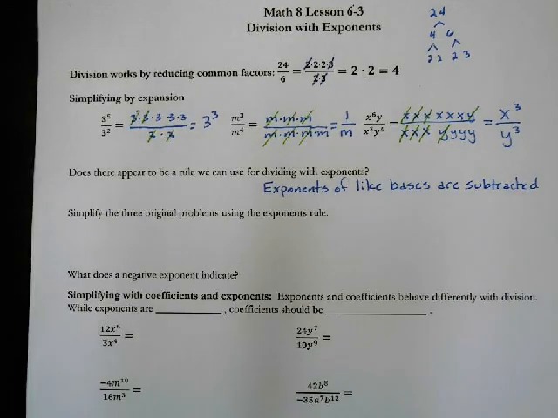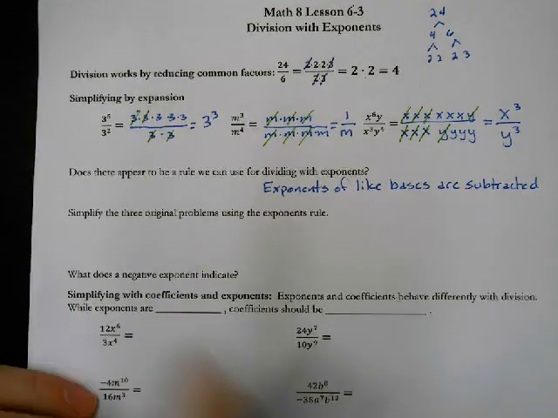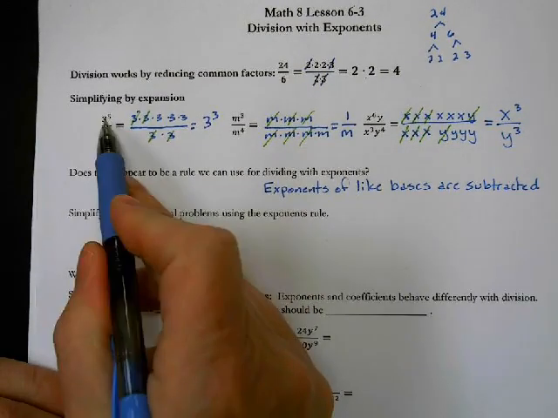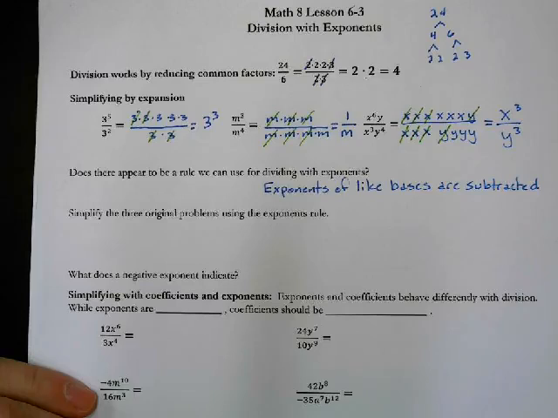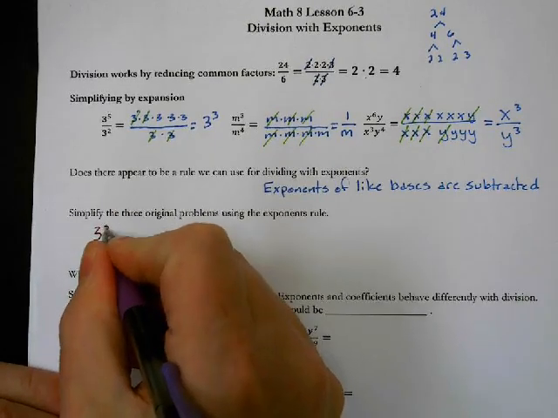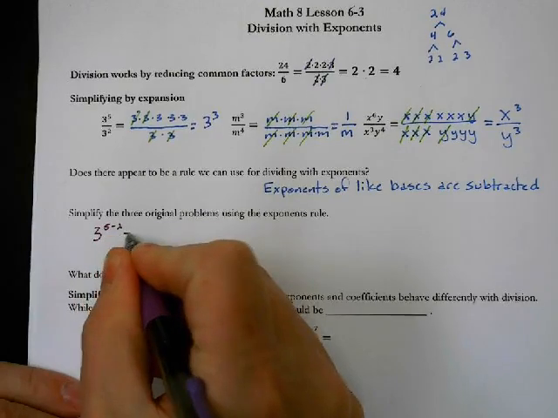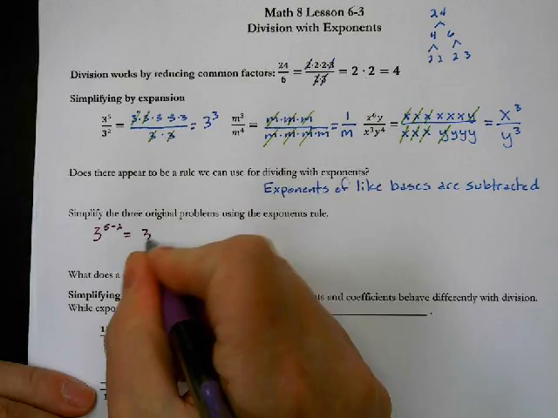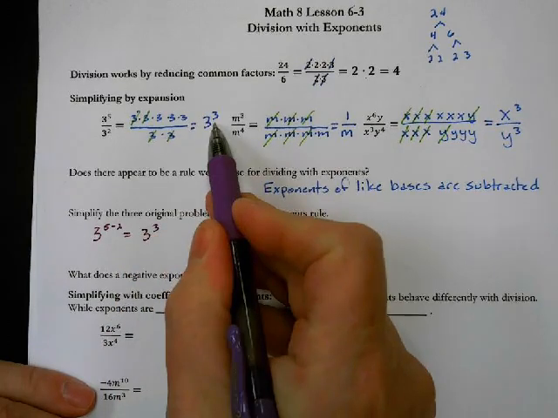So as long as the bases are the same, we can subtract their exponents when we're dividing. Simplify the 3 original problems using the exponent rule. Okay, so for this one, I would have started with 3, and then I did 5 minus 2. 3 to the 5 minus 2 is 3 to the 3rd, which is exactly what I got right there.